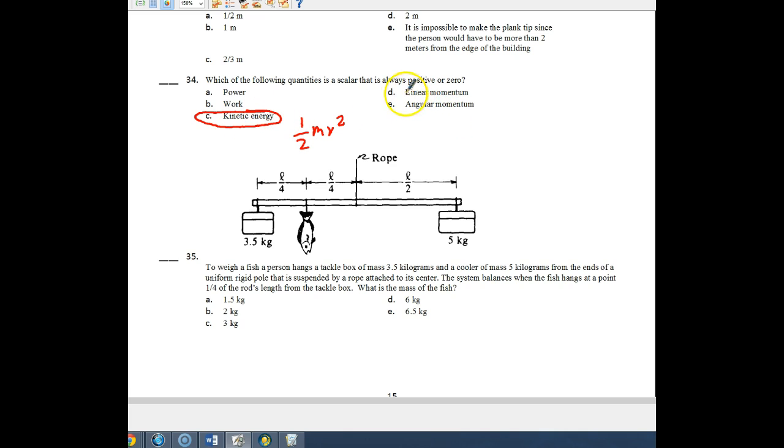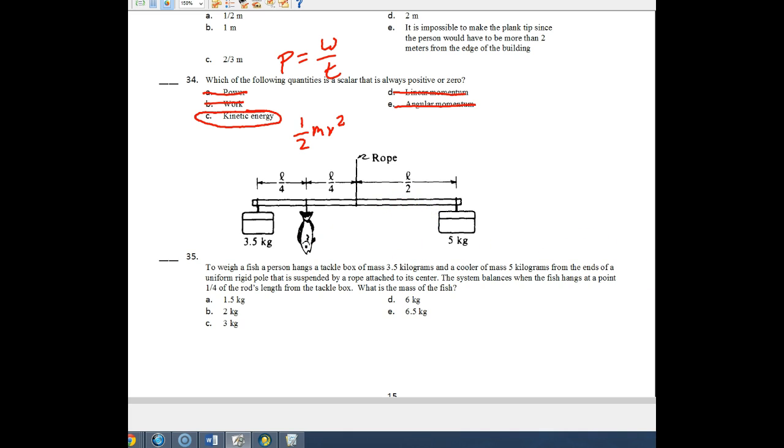It cannot be negative. Linear momentum and angular momentum could both be negative. Linear if it's going left or in the negative direction. Angular momentum if it's going clockwise. Power and work then, same type of thing. Work could be negative. You can do negative work. And because power is equal to work over time, if you have negative work and don't have negative time, then their power can be negative.